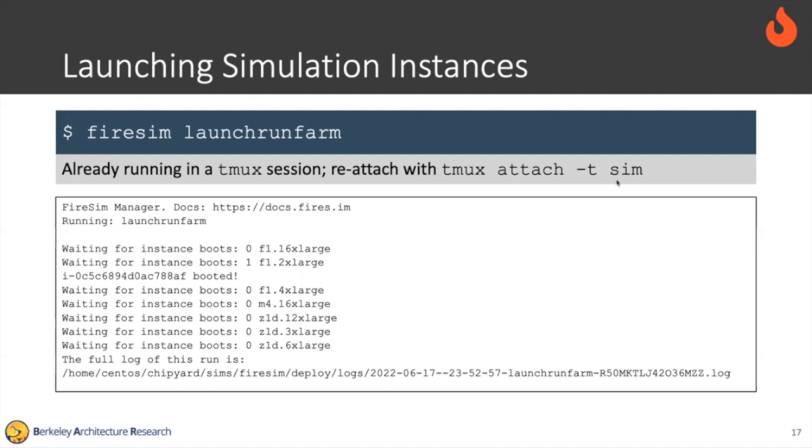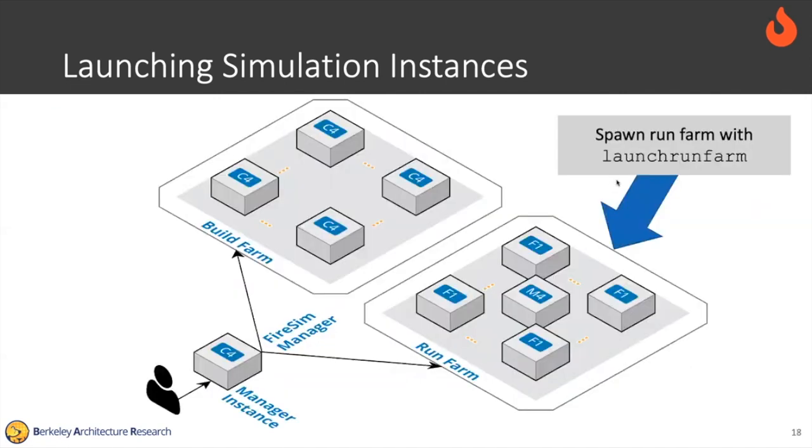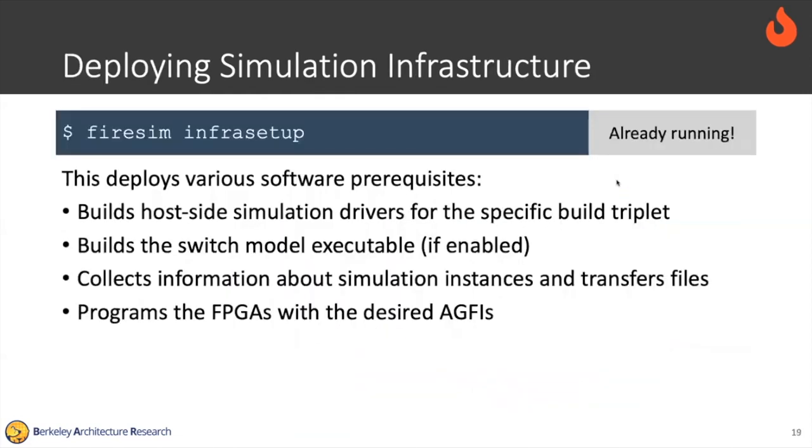In this case, you should see something like this. Again, the unique IDs or hashes are going to be a little bit different from your end to ours. That's posted in the slides here, but you should see that one instance was booted in f1.2xlarge. And this is, again, spawning a run farm. So it's spawning all those instances together.